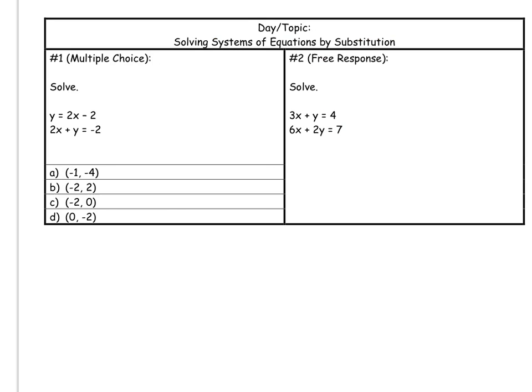Okay, now it's your turn to show what you've learned. So again, in Google Classroom, for today's topic, solving systems of equations by substitution, there's a Google form. Answer question 1. It's a multiple choice question. And then question 2 is free response. And again, when you're recording your solution to this system of equations, please enter it with parentheses, your x value, comma, your y value, and close parentheses. And that will be your solution to number 2.